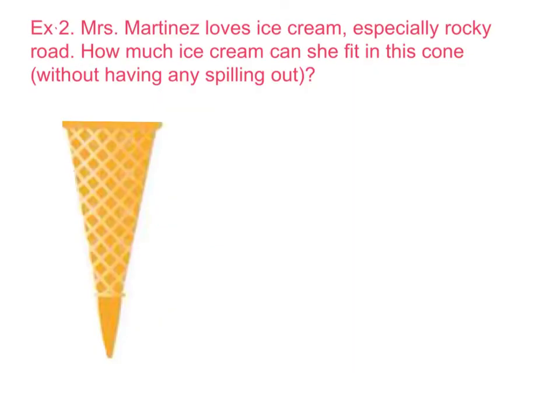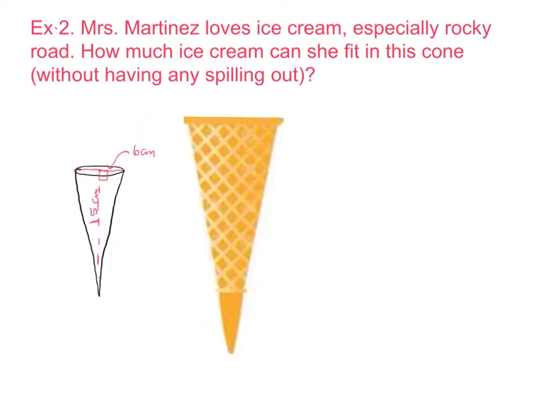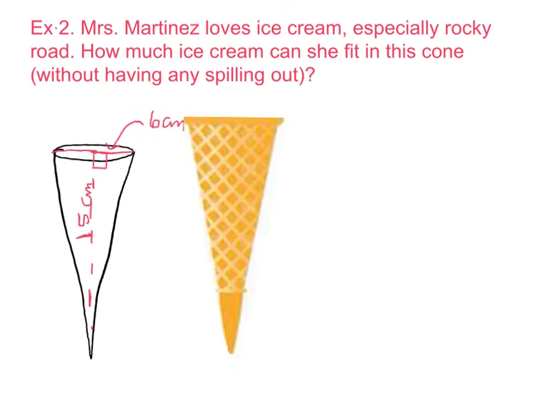For example 2, we're going to start with a word problem. I love ice cream, especially Rocky Road ice cream, and this is true. How much ice cream can I fit in this cone without spilling any out? So I'm saying without having any ice cream on the top, which would be ridiculous, but let's just say for some reason I only wanted to fill ice cream inside the cone. How much ice cream could I fit inside of here? So let's take a look at the actual dimensions. This is actually real.